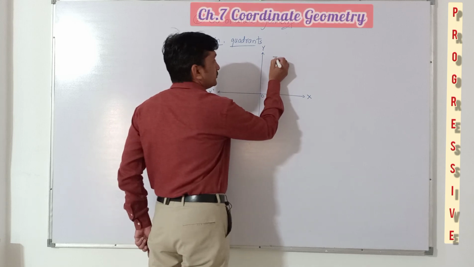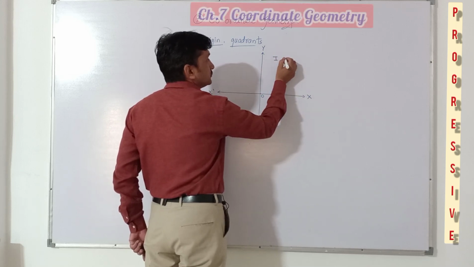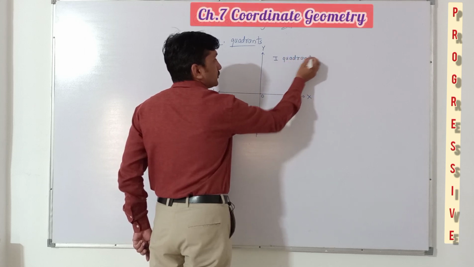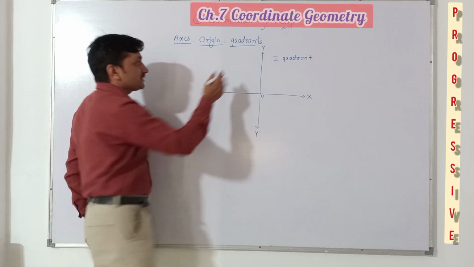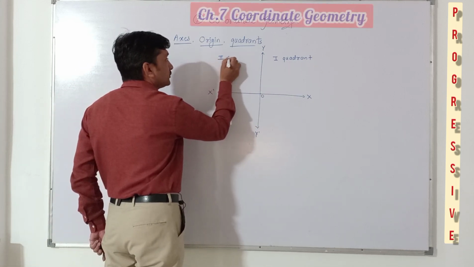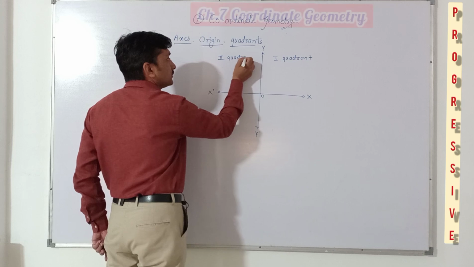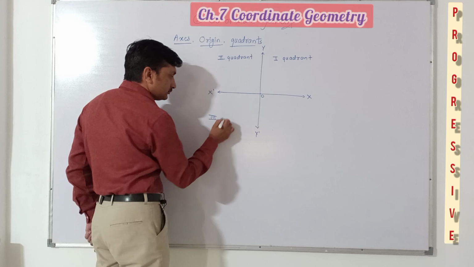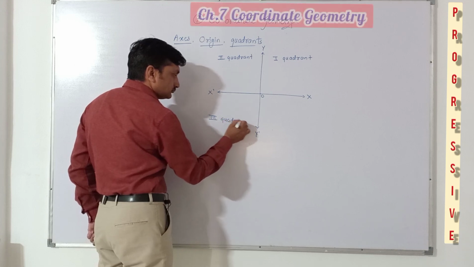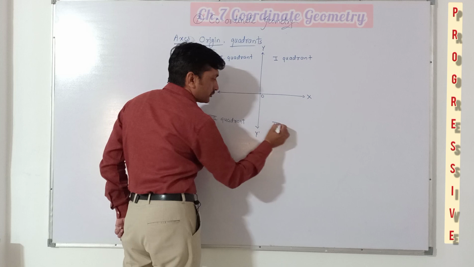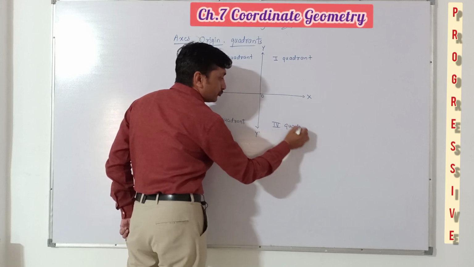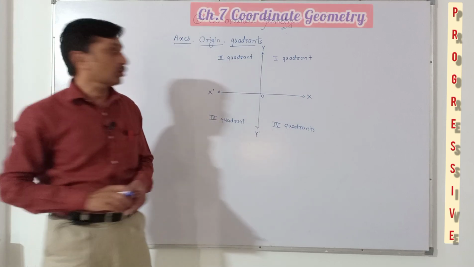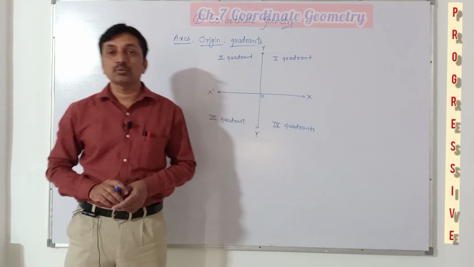Here, first quadrant, rightmost first quadrant, then go anti-clockwise direction, here second quadrant, then come down here, third quadrant, and here last fourth quadrant. In this way, four quadrants are formed due to the intersection of two axes, x-axis and y-axis.